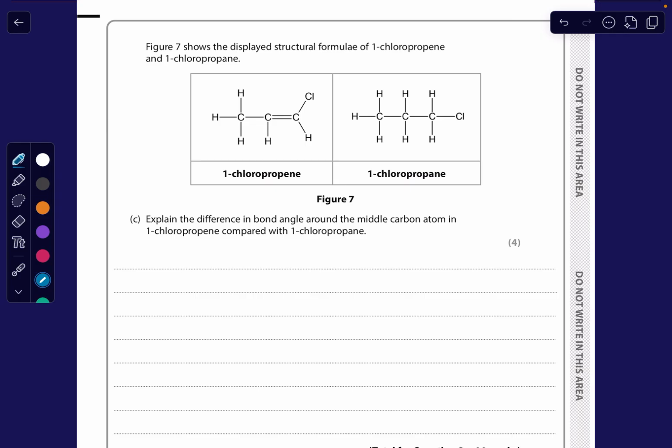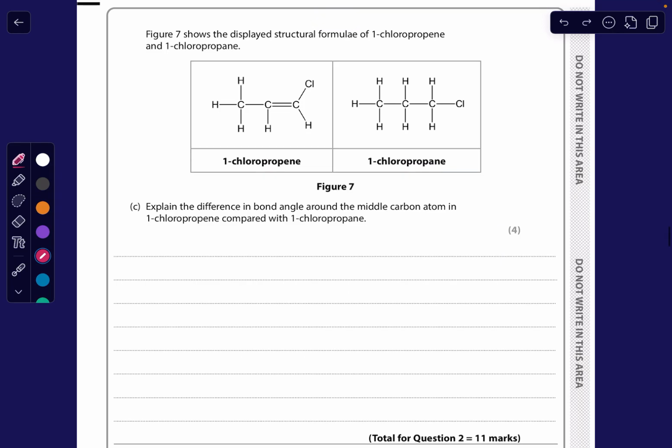So, figure 7 shows a displayed structural formula of 1-chloropropene and 1-chloropropane. It wants you to explain the difference in bond angle around the middle carbon between the alkene and the alkane. Many of us did the same kind of analysis breakdown that I showed you to do. So I'm going to do that now, and I'll show you where to pick up the marks. For this, I even scrambled. I just saw it was worth 4 marks, and I was thinking, I can't really think of a way to explain 4 marks, so I explained everything I could possibly think of. And then when the mark scheme showed it to me, I was like, right, this is really infuriating.